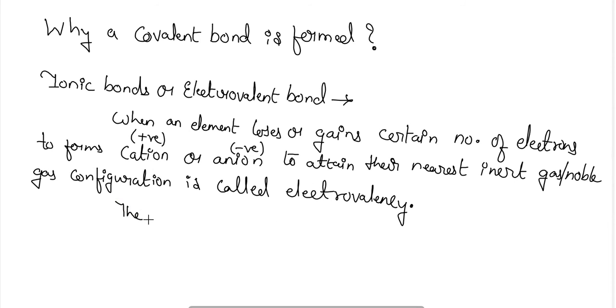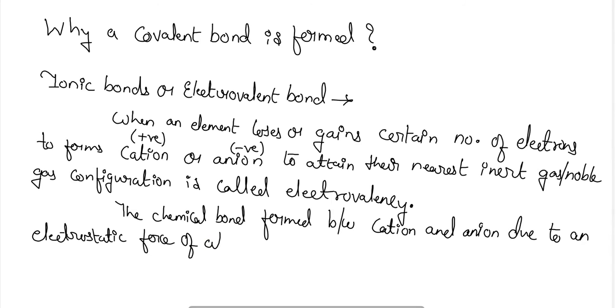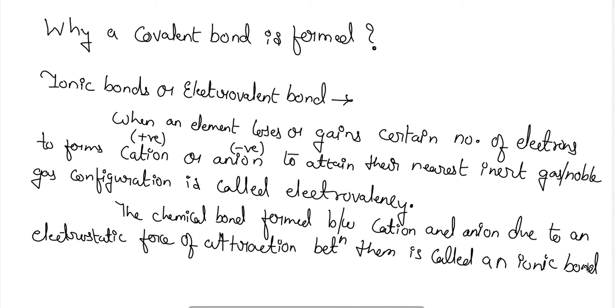The chemical bond formed between a cation and an anion due to an electrostatic force of attraction between them is called an ionic bond, or electrovalent bond.